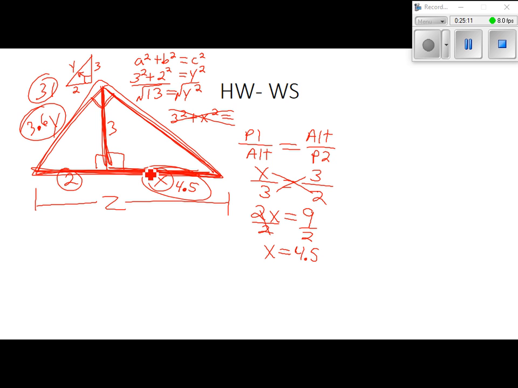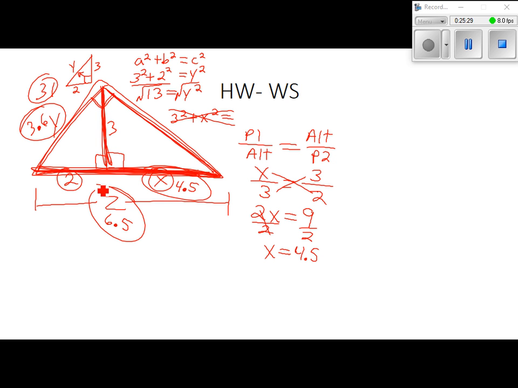What's the easiest way to find z? Add the 2 together. Just add those 2 together. So what's z equal? 6.5. Could we have found Z some other harder way? Yeah, we probably could have.